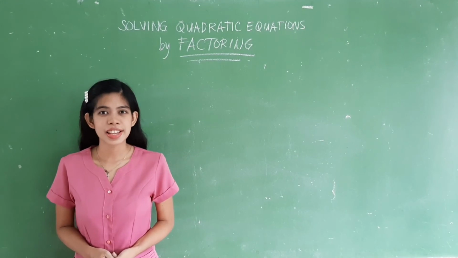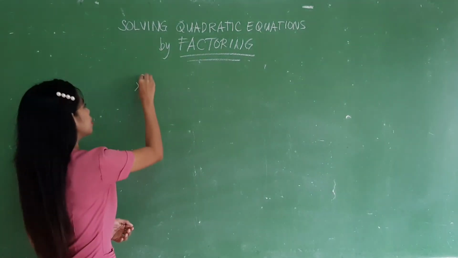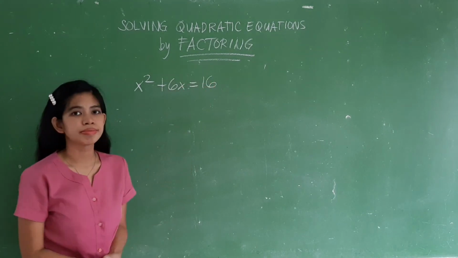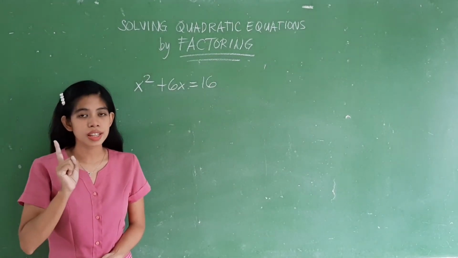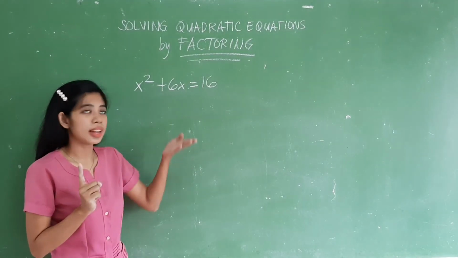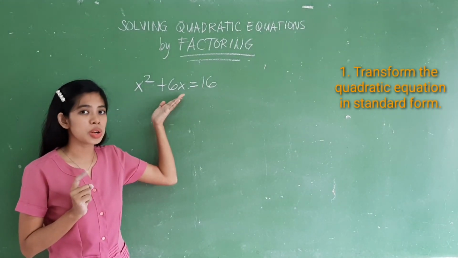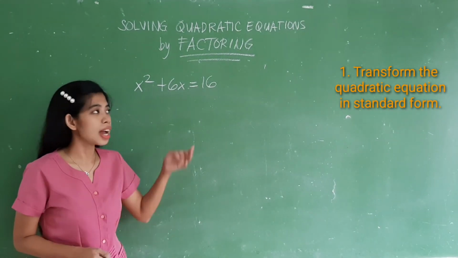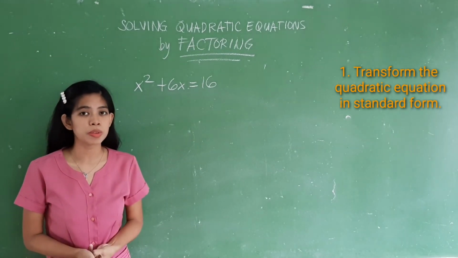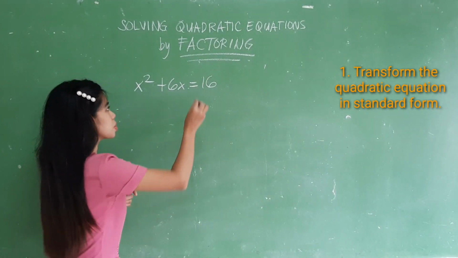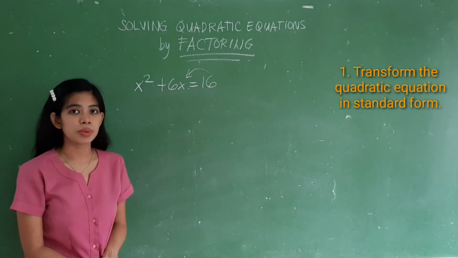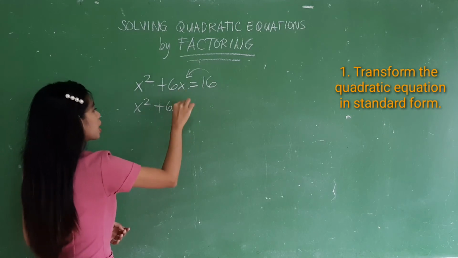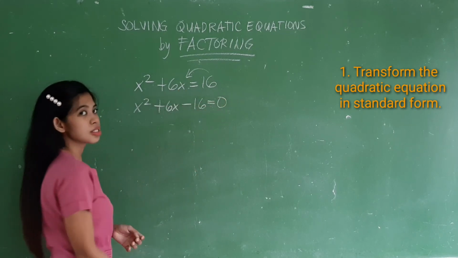Let us have the last example. Suppose you were given x squared plus 6x equals 16. Again, the first thing you must do is to identify if the given quadratic equation is already written in standard form. So, for us to transform this into standard form of a quadratic equation, we just have to transpose the constant term to this side of the equation. So, that would be x squared plus 6x minus 16 equals 0.